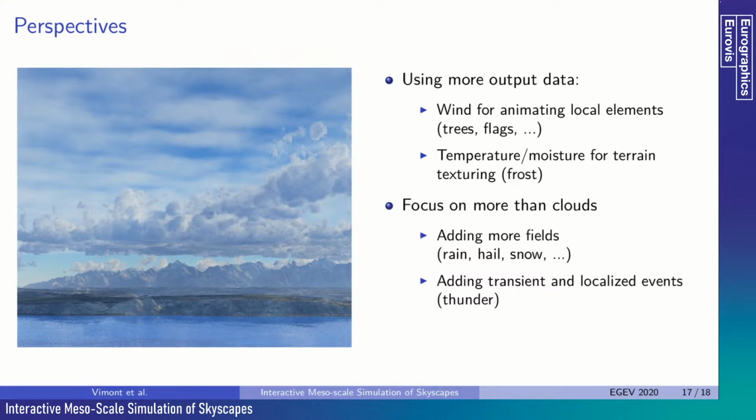But then the model could be extended to represent more phenomena. One that instantly pops to mind is precipitation. Rain, drizzle, snow, and hail would require little extra work to be added, and that would give rise to a much more complete virtual weather for virtual worlds.